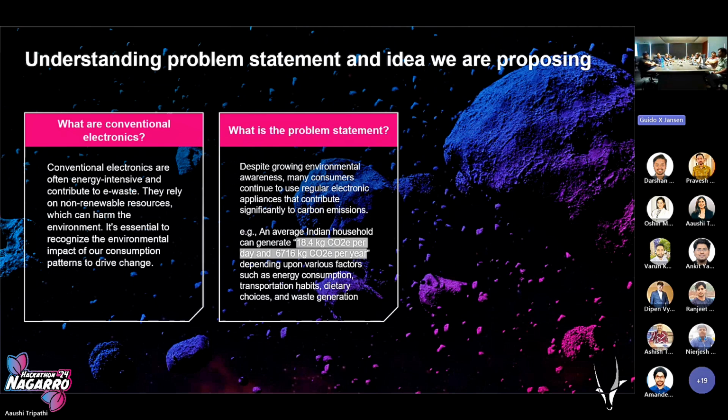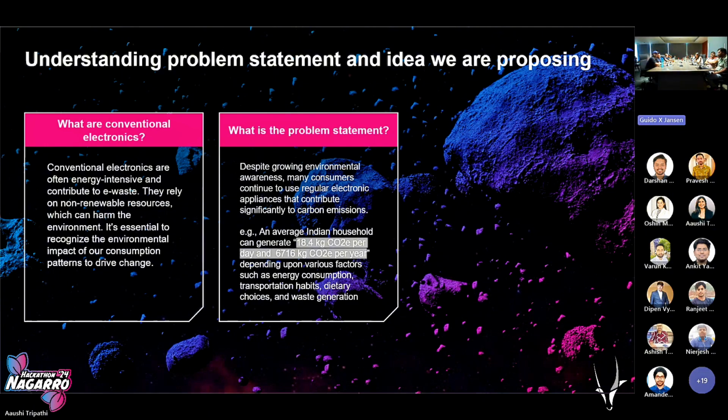To minimize the purchase of such conventional electronics and to identify the problem area around it, we can say that despite growing environmental awareness, many consumers continue to use regular electronic appliances that contribute significantly to carbon emission. To highlight this, we have taken an example: in an average Indian household, 18.4 kg of carbon emission is generated per day. On a yearly basis, it is 6716 kg.